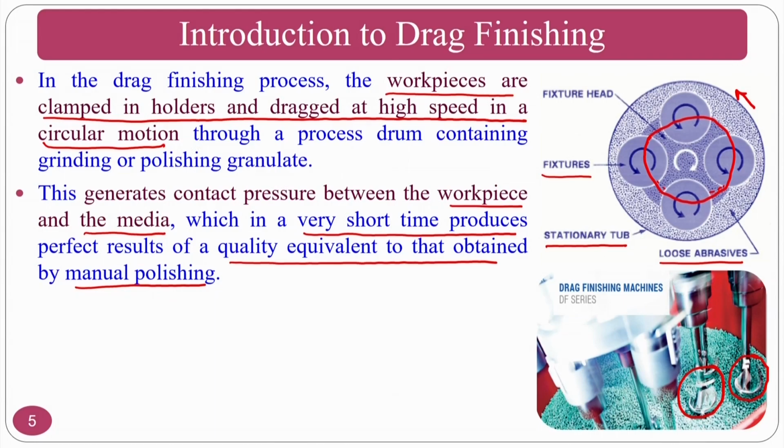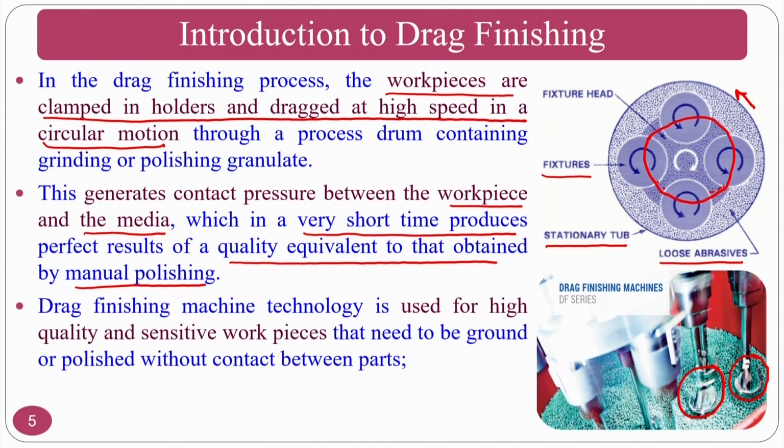At the micro level, it may not have that much difference, but if the operator is not happy, or the pad is not proper, or the fluid is not proper, many conditions will come. There may be human errors. So, to avoid human errors, automatic systems will give better surfaces. Drag finishing machine technology is used for high quality and sensitive workpieces, like knee implants, hip implants and other things, which need to be ground or polished without any contact between the parts.